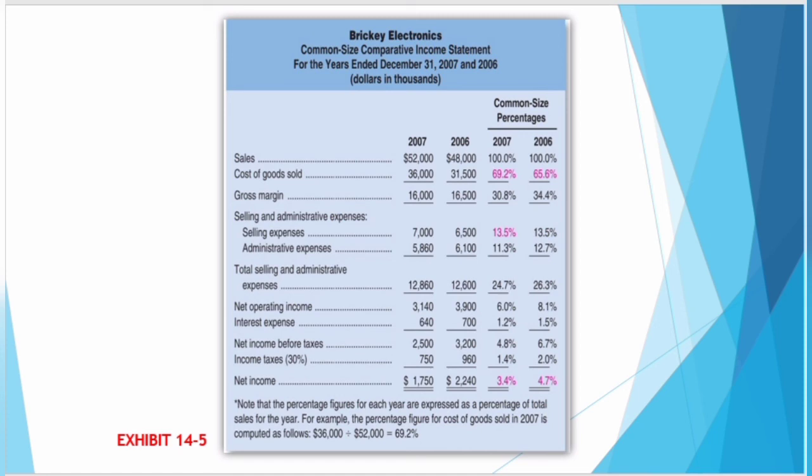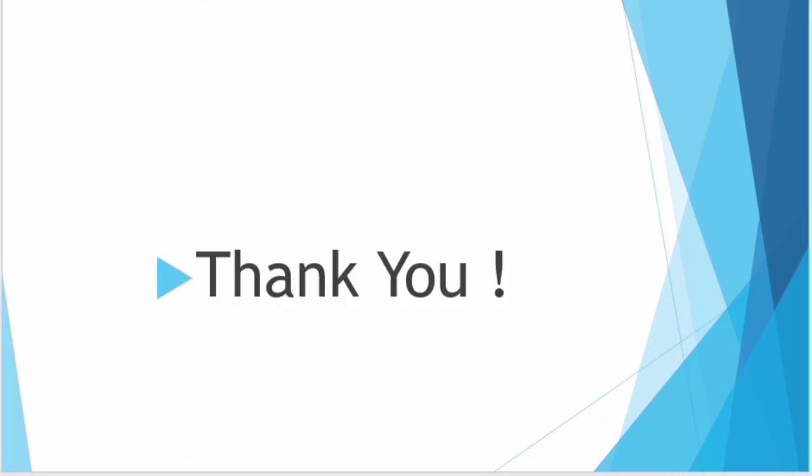For net income of $1,750, you divide it by $52,000 in sales, so the result is 3.4%. Same with 2006, the net income is $2,240. You divide it by $48,000, so the result is 4.7%.